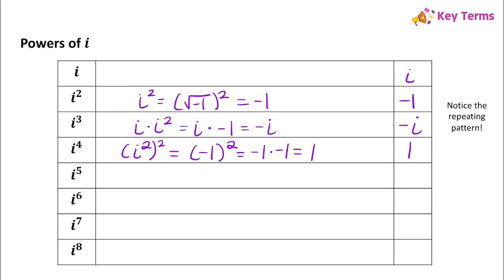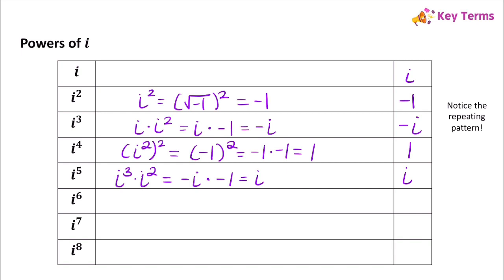Now let's try i to the 5th. i to the 5th is going to be i cubed times i squared. Well, we already found i cubed, that's negative i, and then i squared, we already said was negative 1. Negative i times negative 1 equals positive i, so i to the 5th equals positive i.